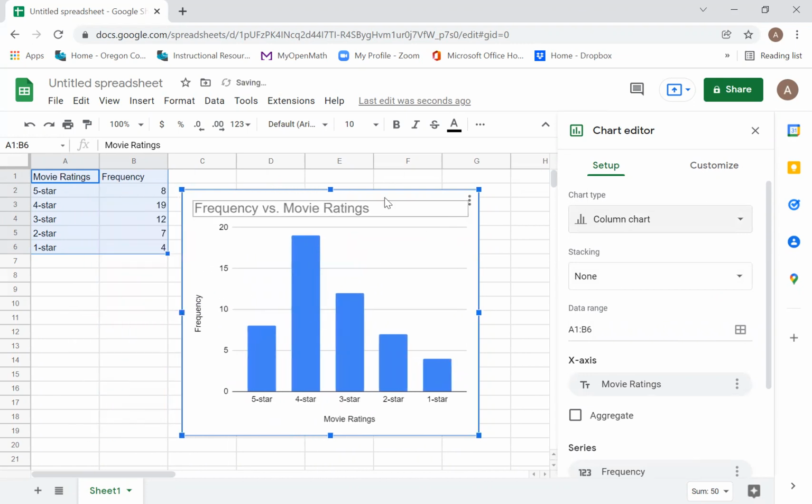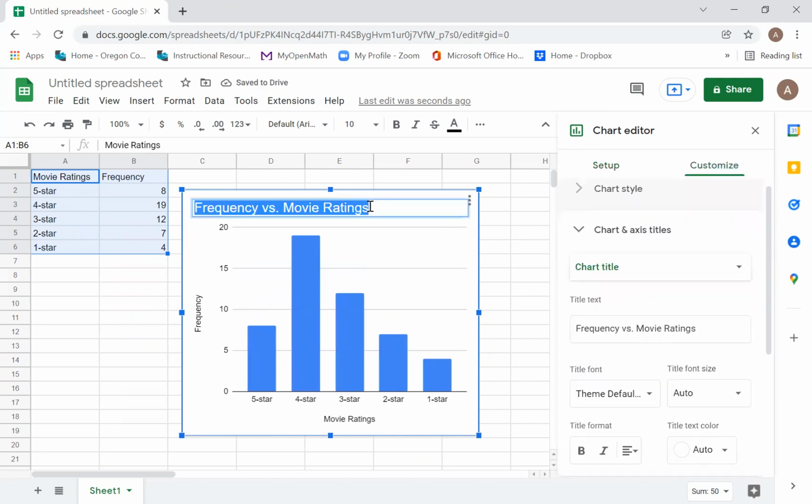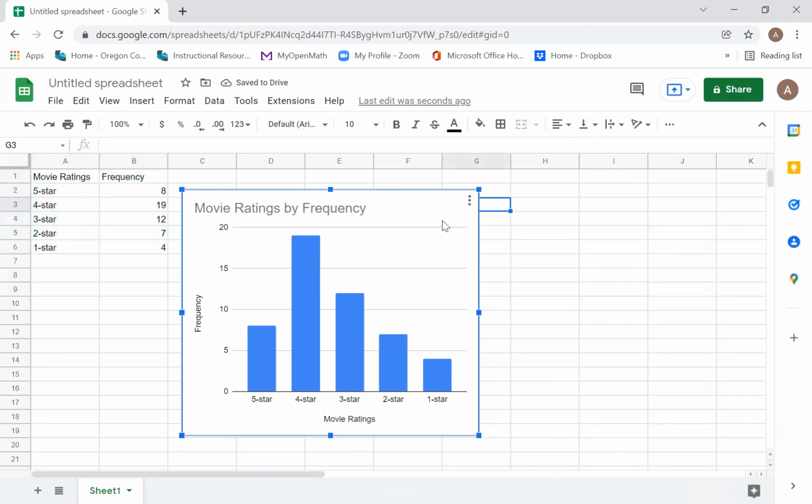And then if I'd like, I can go ahead and edit the title. So I called this movie ratings. Sorry, I turned the page. Movie ratings by frequency. And there you go. What's nice about it is that you can copy and paste this graph into a Word document or a Google document. That's what's nice about doing it this way.